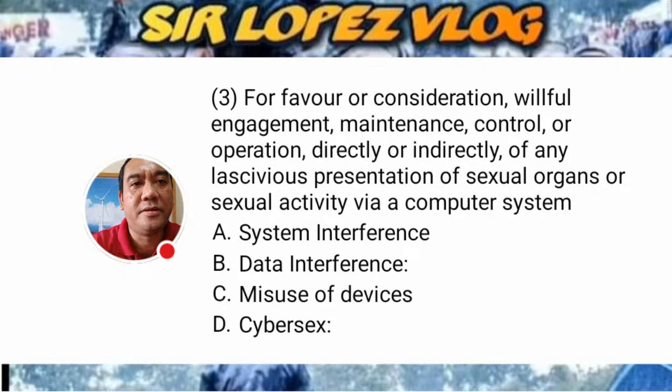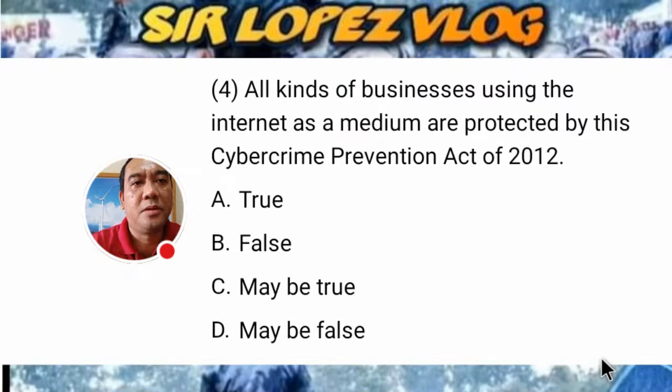Next, number 4. All kinds of businesses using the internet as a medium are protected by the Cybercrime Prevention Act of 2012. A. True. B. False. C. May be true. Or letter D. May be false.